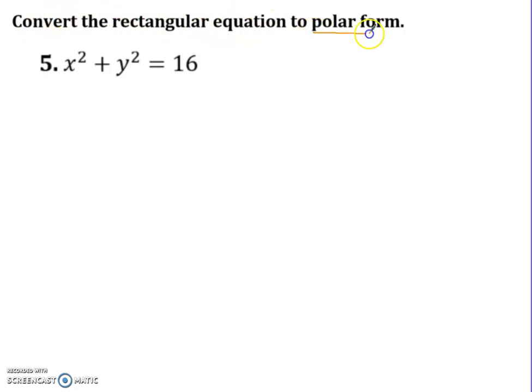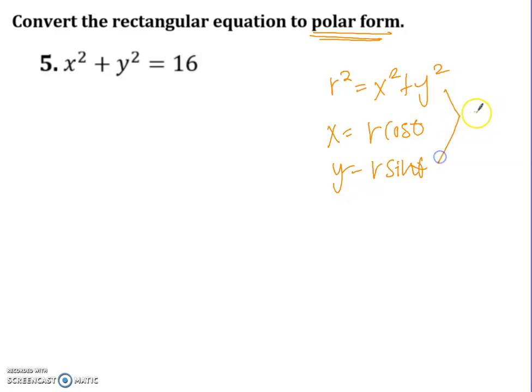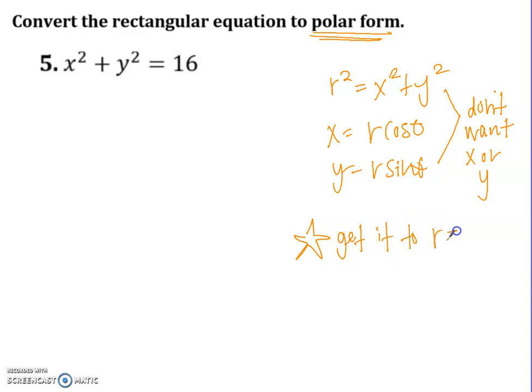Okay, new directions. Convert the rectangular equation to the polar form. So for polar, we've got kind of the same thing, right? We're going to use these three: x equals r cosine theta and y equals r sine theta. But here, what we don't want are your x's or your y's. We've got to get rid of those. And the big thing, get it to r equals.